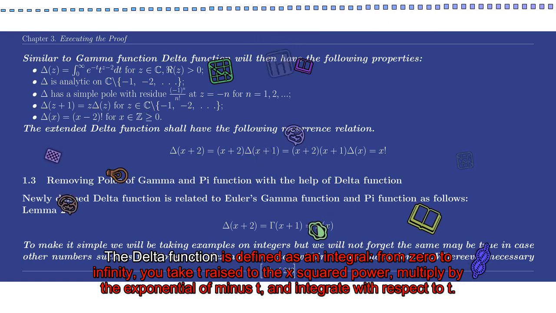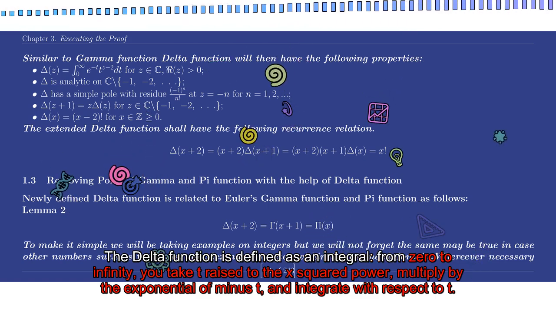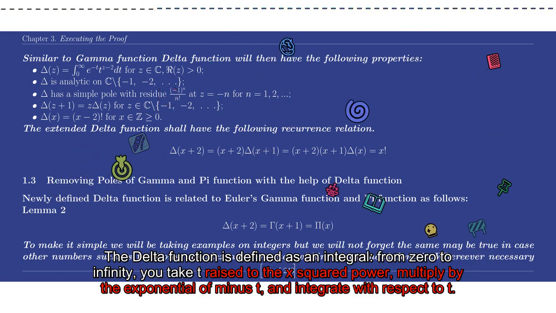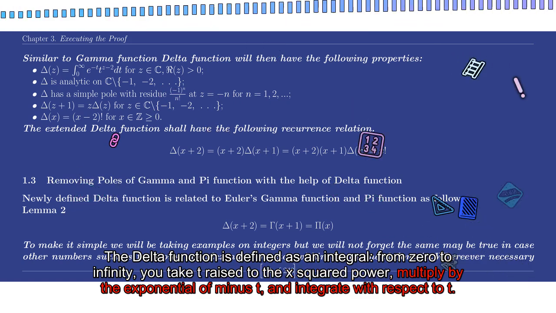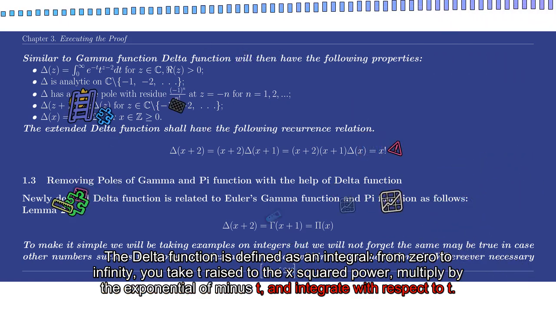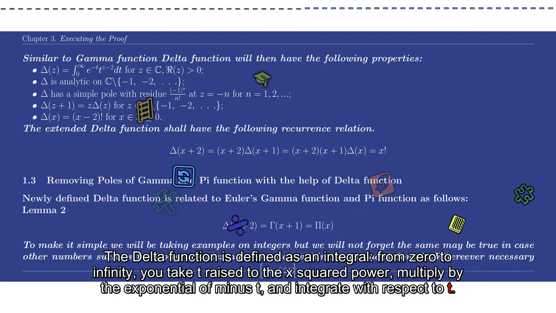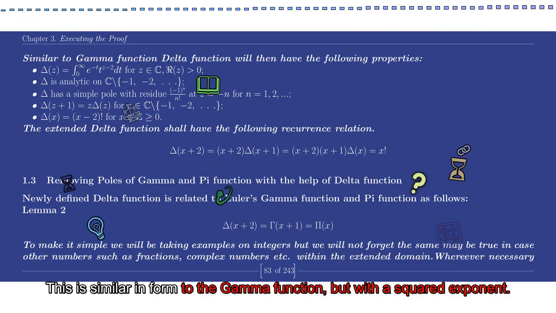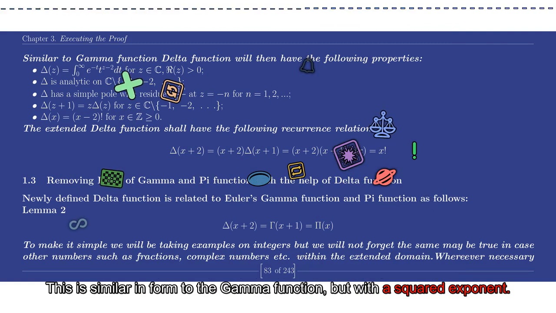The delta function is defined as an integral from 0 to infinity. You take t raised to the x squared power, multiply by the exponential of minus t, and integrate with respect to t. This is similar in form to the gamma function, but with a squared exponent.